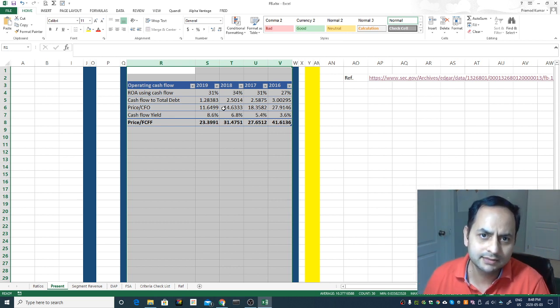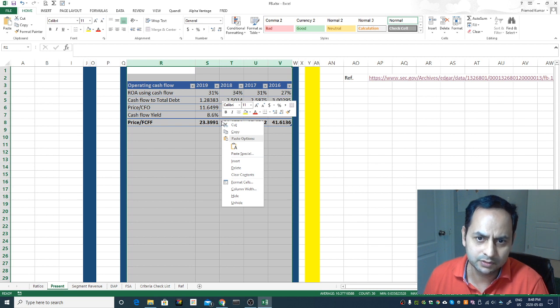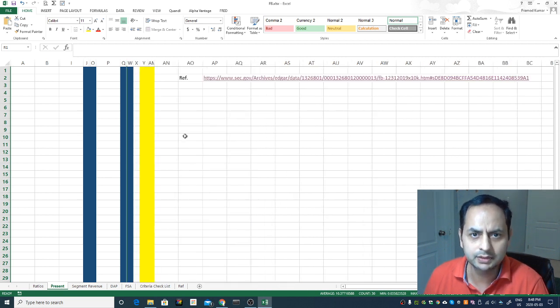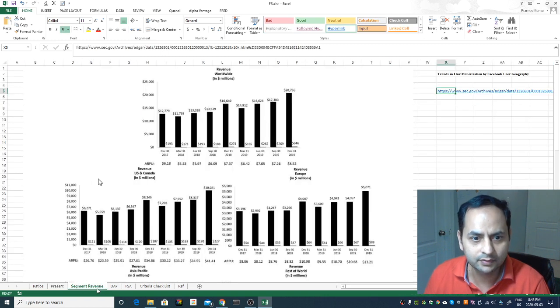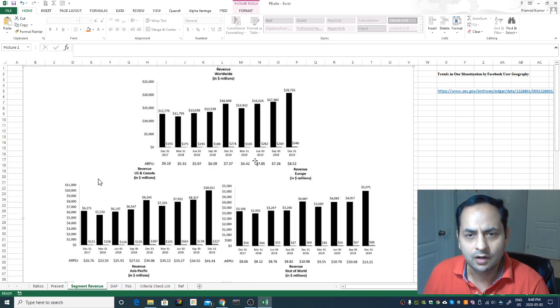But now my next concern is, okay, what about its growth? How are they doing the growth? And one more thing I also checked before I go to the growth: the segmentation of their revenue, right? How much revenue is coming from where.